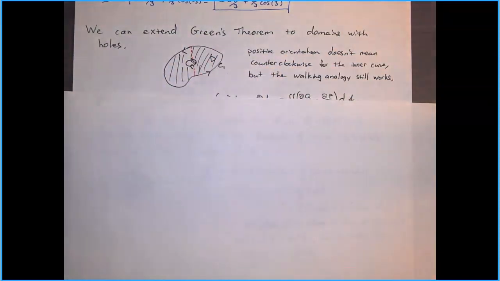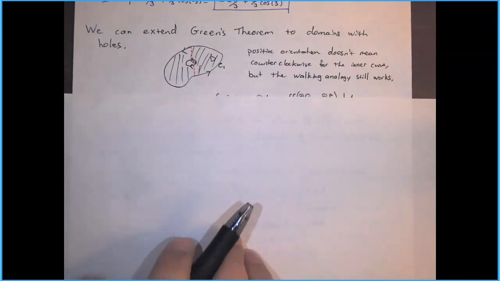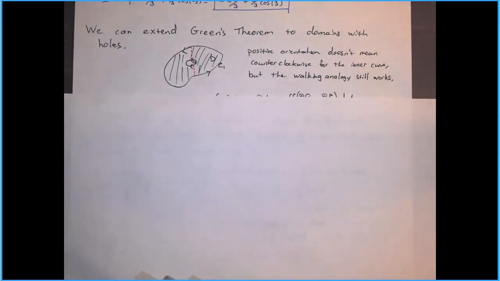Now I can include regions that have holes in them. But that's a technical detail. What you really need to remember for problems like this is that when you set up your line integral, you just need to check you have a positive orientation, so the domain's always to your left if you were to walk along that curve.